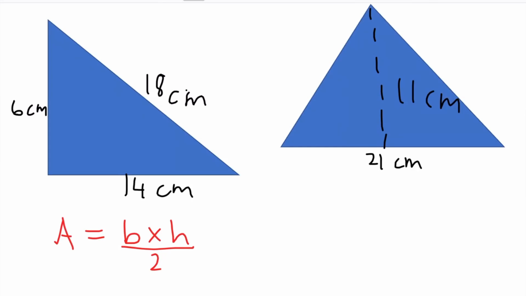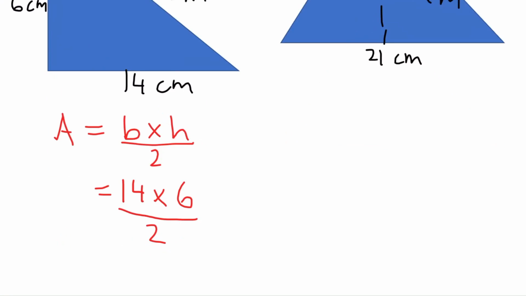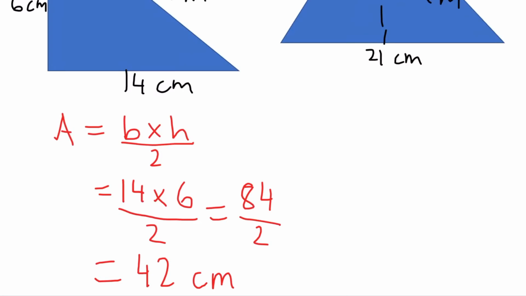Now what is the base and what is the height? We've already discussed that the base is the down part of the triangle and the height is the vertical, or how high the triangle is from the two sides. So 14 into 6 divided by 2 will give us 84 divided by 2. So 84 divided by 2 will give us 42 centimeter square. This should be your answer.